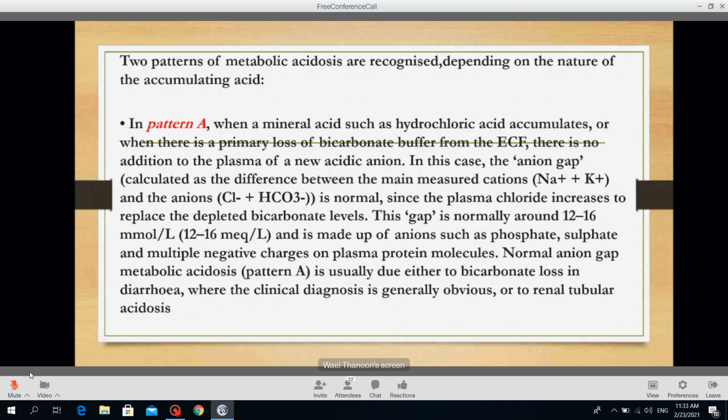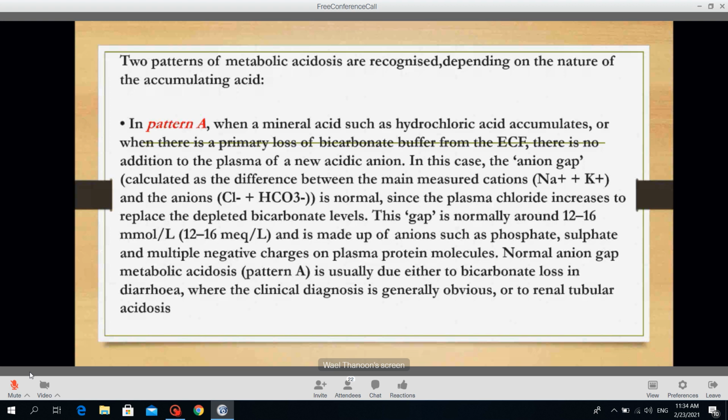In this case, the anion gap, the calculated difference between the main measured cations اللي هو sodium and potassium and the anions اللي هي chloride and bicarbonate, is normal. يعني normal anion gap metabolic acidosis pattern A. Since the plasma chloride increased to replace the depleted bicarbonate level, the gap is normally around 12 to 16 millimole per liter or 12 to 16 milliequivalent per liter, and is made up of anions such as phosphate, sulfate, multiple negative charges on plasma protein molecules.